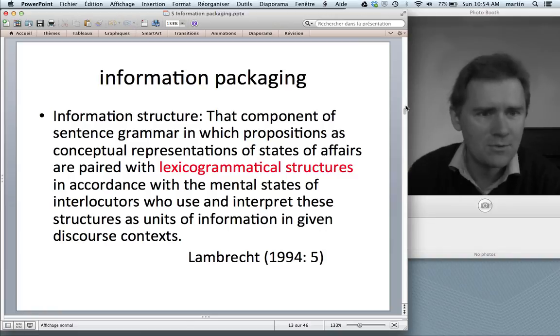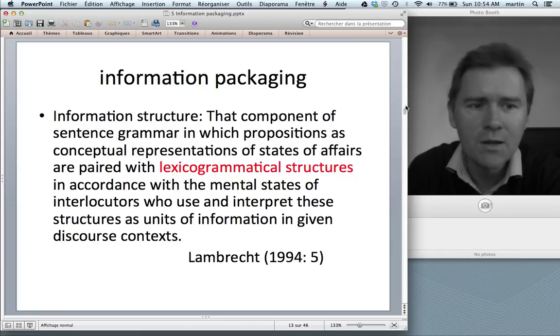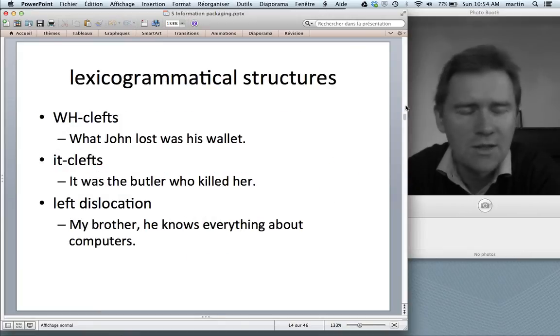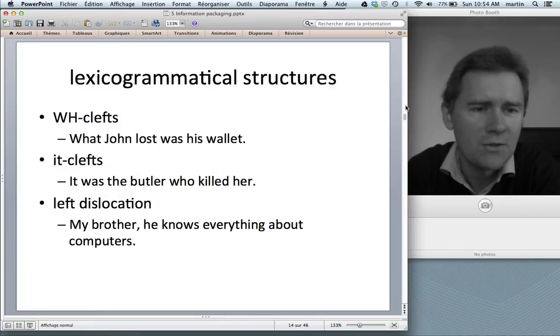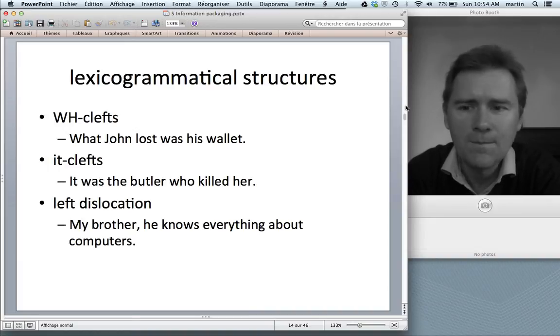We're talking about constructions, yeah? So there is some morphosyntactic material involved here. Lexicogrammatical structures. Those are structures like the WH-cleft construction that I already mentioned. What John lost was his wallet. There are also it-clefts. It was the butler who killed her.